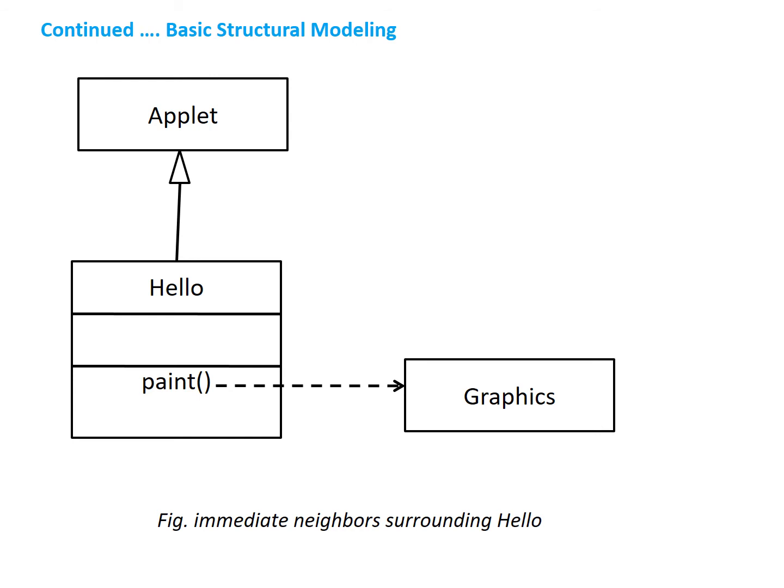The hello class uses applet class as a parent class and uses graphics class in the signature of the paint method. This figure shows these classes and their relationships to the hello class in the class diagram. Here the hollow arrowhead shows generalization from hello to applet. That is, now applet is the parent class whereas hello is the child class. Similarly, it shows the dependency relationship, that is, hello uses the graphics class.